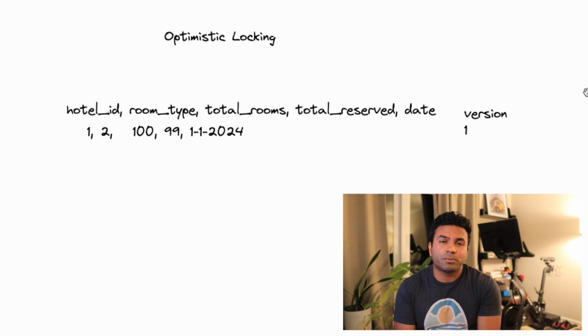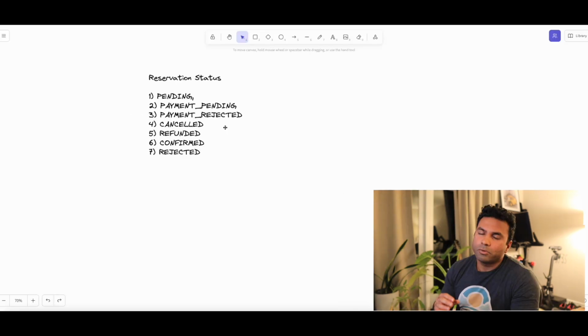Those are the two main approaches for handling resource contention. When the reads are more than the writes, it is recommended to use optimistic locking. When the writes are more than the reads, in a highly contentious environment, it is recommended to go with pessimistic locking. Now let's look into how the reservation status works throughout the workflow.